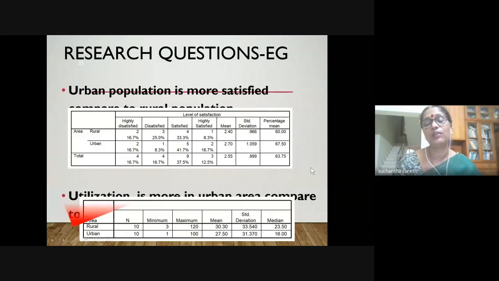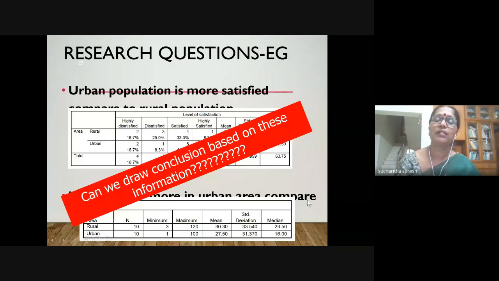Now I am asking you, can we conclude that there is a difference based on this information? Can we draw a conclusion based on the data we have? Because the mean is clearly showing 2.7 in urban and 2.5 in rural. So I can say that urban is more satisfied compared to rural. And in the below also, the utilization score is more for rural compared to urban. So rural utilization is more compared to urban. Can we say that based on the data?